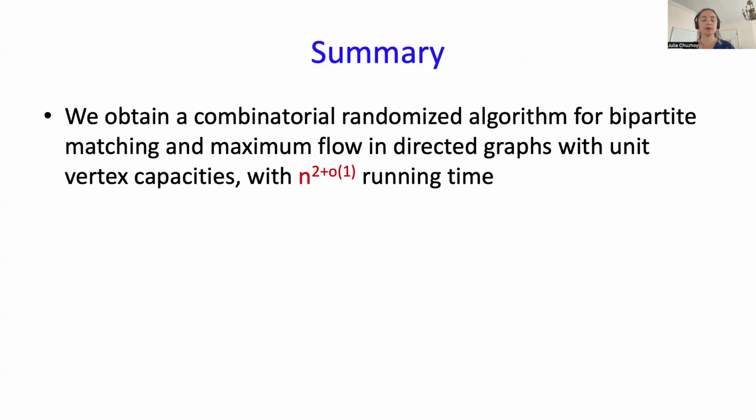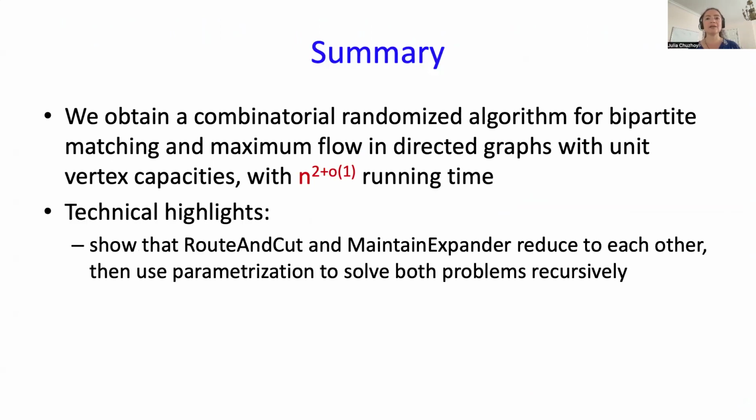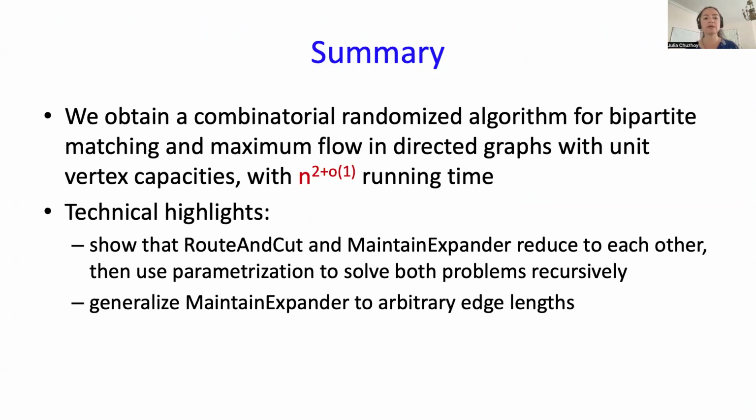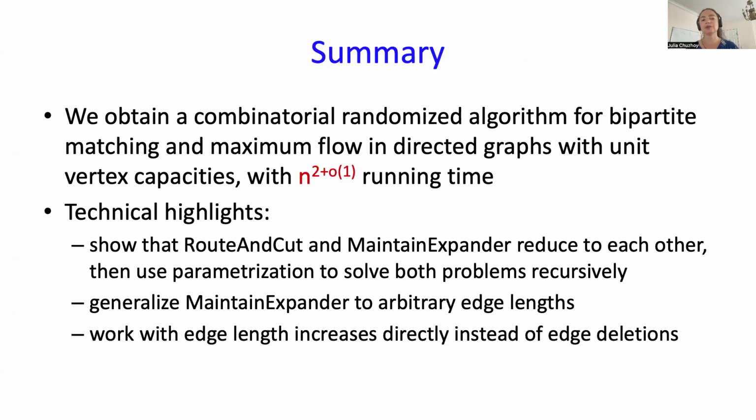So to summarize, we obtain a combinatorial randomized algorithm for bipartite matching and also for maximum flow in directed graphs with unit vertex capacities. And the running time of the algorithm is close to n squared. And at a high level, a few technical highlights: we show that the route and cut problem and maintain expander are sort of equivalent. They reduce to each other. And then we use parameterization to solve both of them recursively. We generalize the maintain expander problem to arbitrary edge lengths. And also we notice that working with edge length increases directly instead of edge deletions can help.